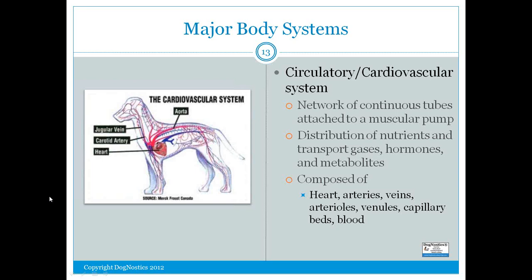The right side of the heart functions to get oxygen-poor and nutrient-poor blood from the body and send it into the lungs, where it then goes to the left side of the heart and is then pumped out into circulation in the chest or throughout the body.